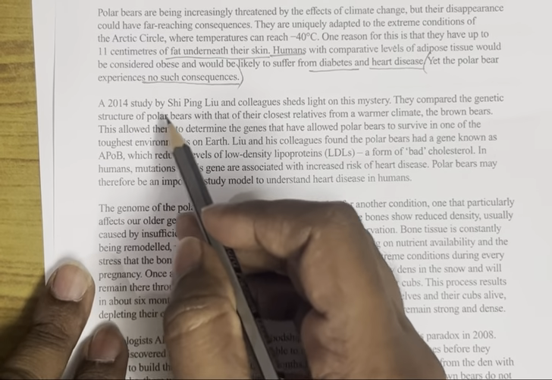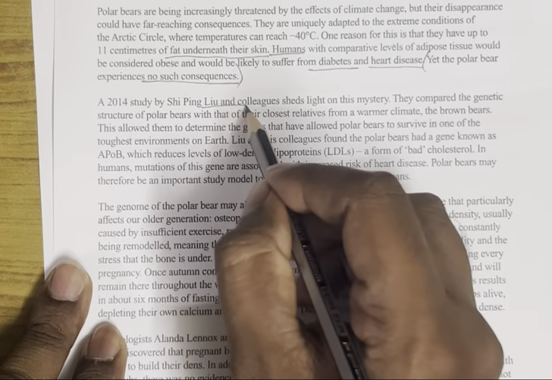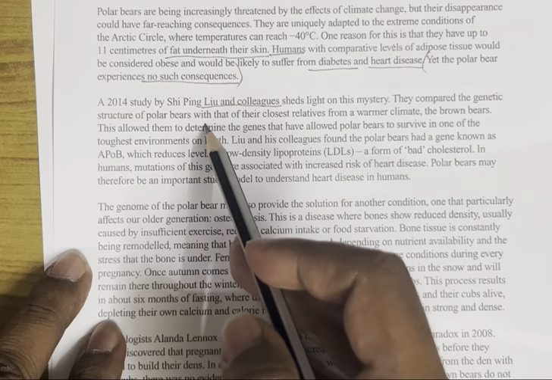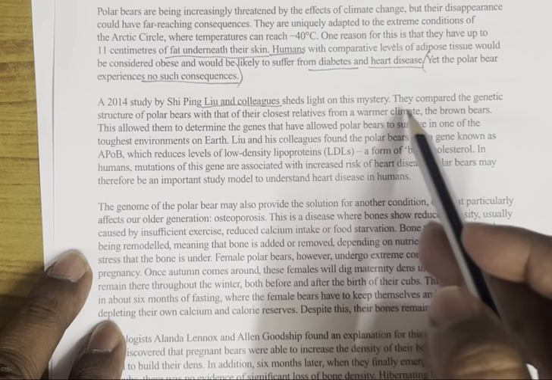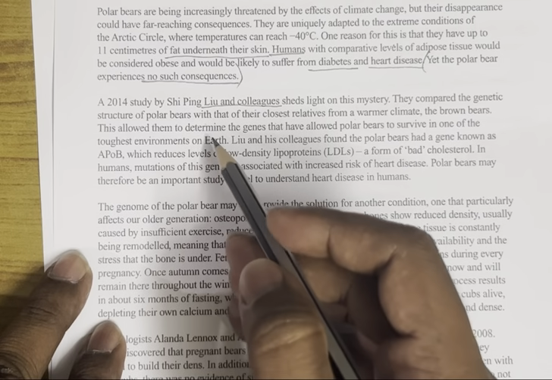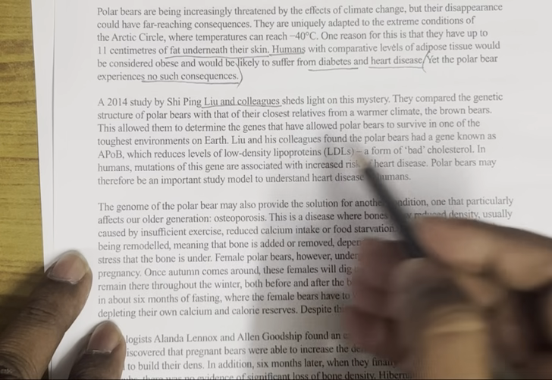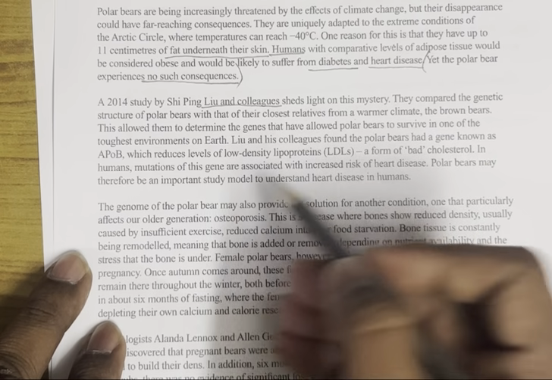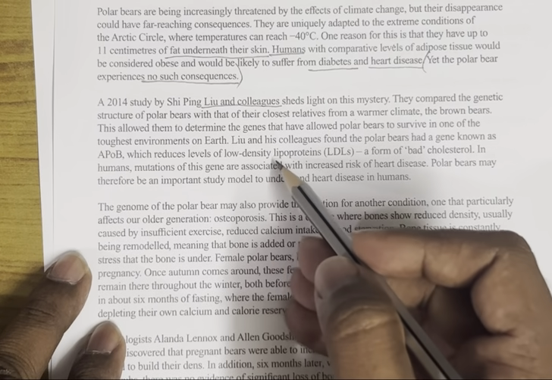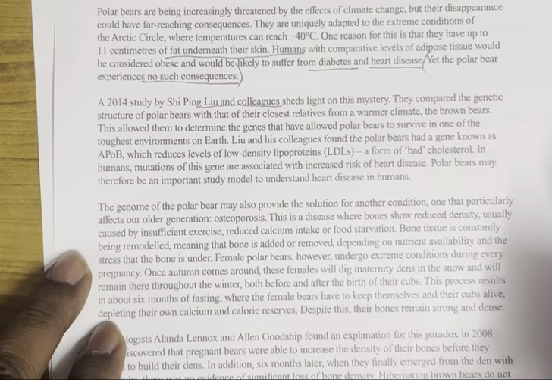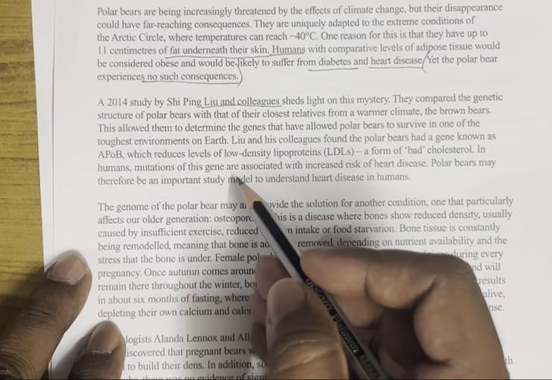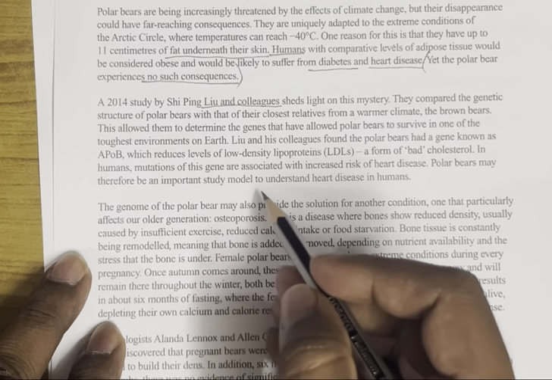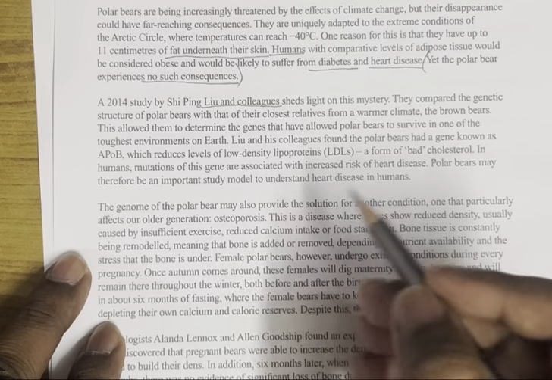In a 2004 study by Shiping, Liu and colleagues, yes, we got the keyword, sheds light on this mystery. They compared the genetic structure of polar bears with that of their close relatives from a warmer climate, the brown bears. This allowed them to determine the genes that have allowed polar bears to survive in one of the toughest environments on Earth. Liu and his colleagues found the polar bears had a gene known as APOB, which reduces the levels of low density lipoproteins, LDL, a form of bad cholesterol. In humans, mutations of this gene are associated with increased risk of heart disease. Polar bears may therefore be an important study model to understand heart disease in humans.